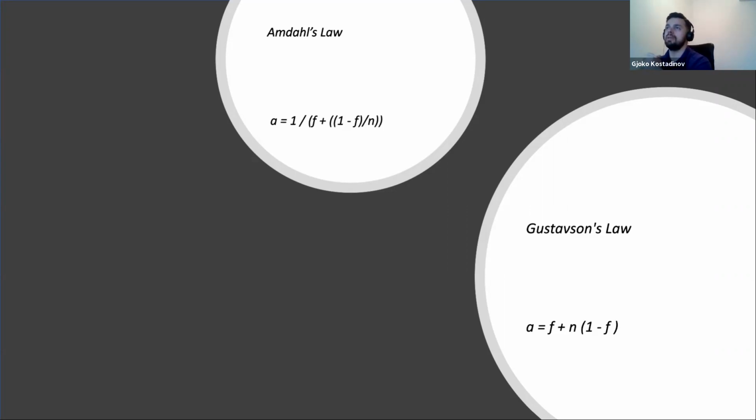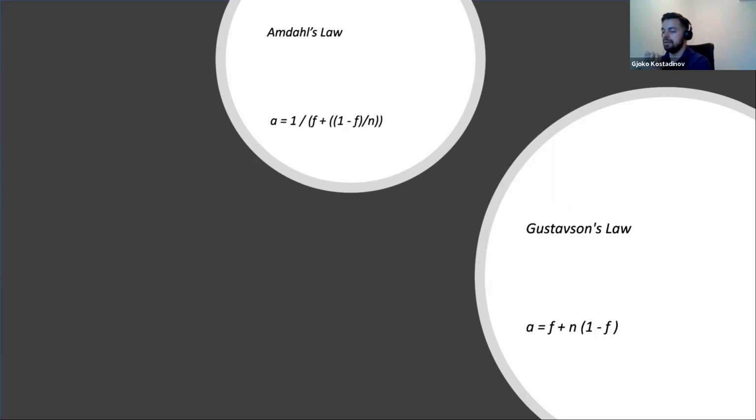So basically, the speeding up of our program is directly related to the percentage of the program that can be parallelized, and the percentage of the program that cannot be parallelized. On the other side, we have Gustafson's law, which is actually kind of an improvement. What's the difference between the two?